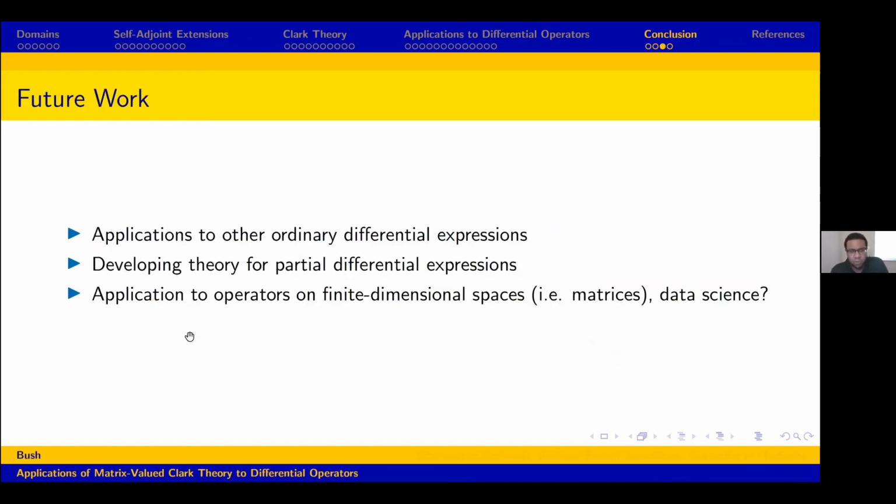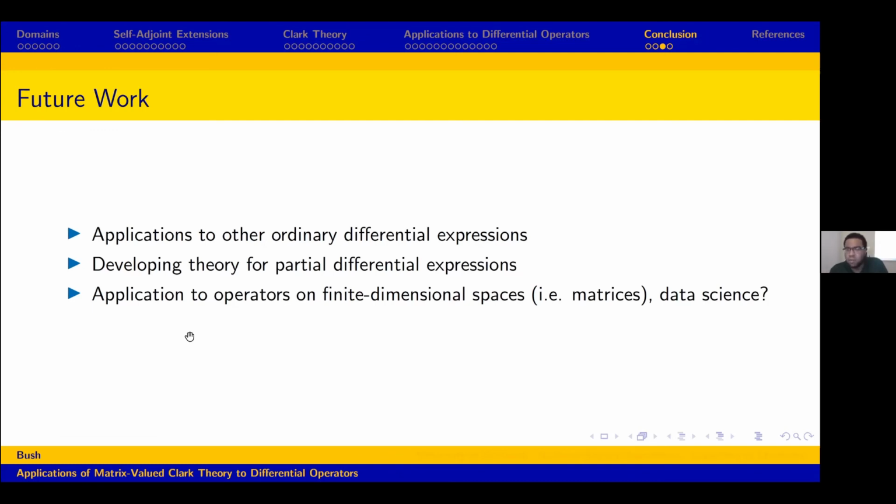And looking to the future, what are the ways this could go? It only shows you a few applications to first derivative, second derivative, but clearly this can be done to much more complicated ordinary differential expressions. Another place this can go is partial differential expressions, which is going to be interesting because for PDEs, the underlying spaces become much more complicated. You need to work on Sobolev spaces rather than LP spaces or AC spaces.